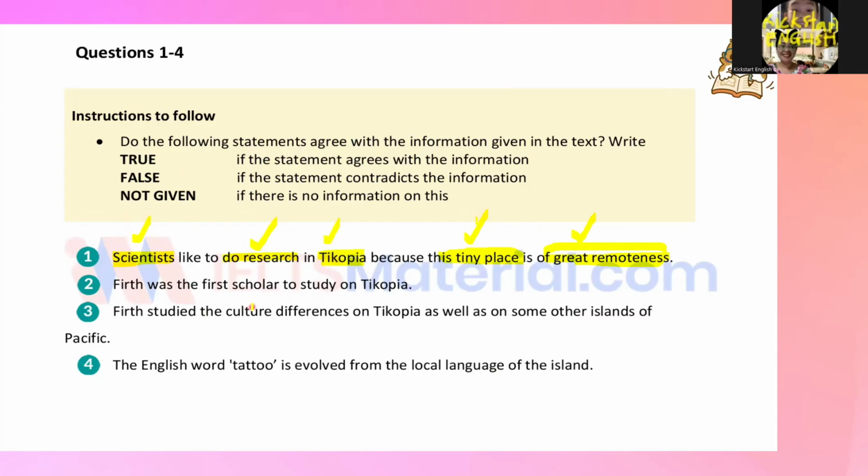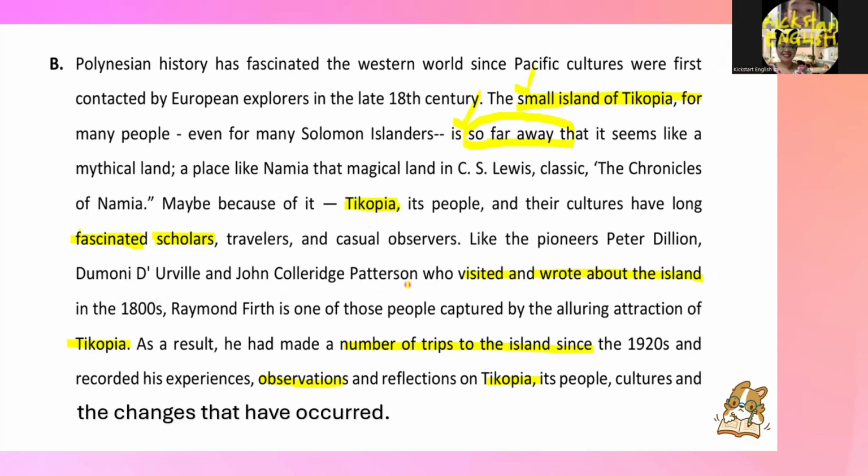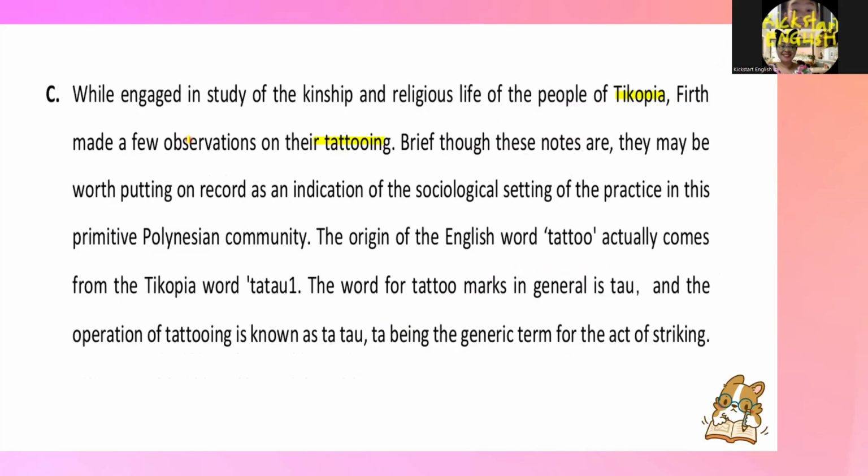Okay, so let's find out if this is true, false, or not given. So now what will be our keyword here? Of course, the subject is one best keyword. Firth was the first scholar. Is he the first scholar to study in Tikopia? Tikopia is involved again. So let's go back to the paragraphs. Now, we've known that we can see the word Tikopia only in paragraph B and C. Now, in paragraph C, let's look for the word Firth. So we have Tikopia and we have Firth, yes. Okay, but let's see if this focuses on Firth.